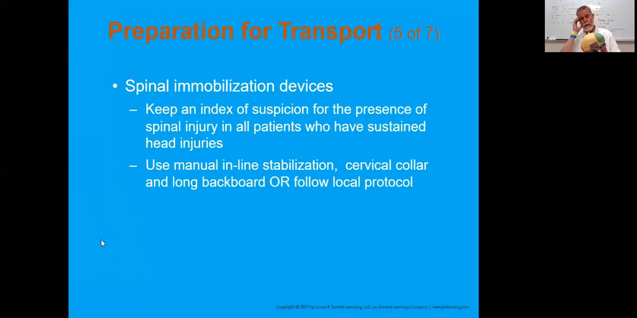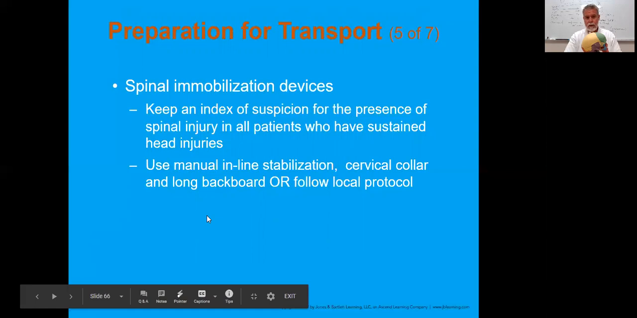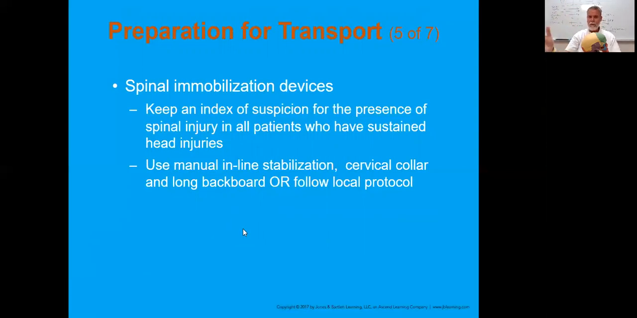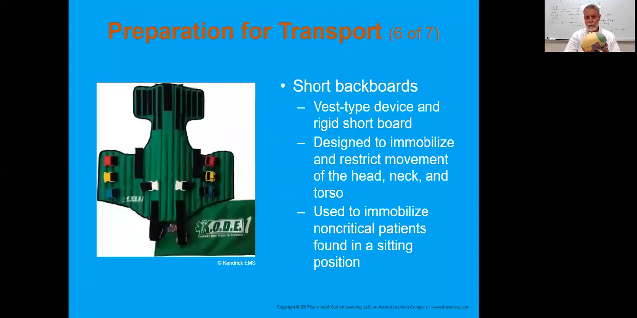Anyone that has a head injury, we think there could be the spine affected as well, right? We saw it. It's all connected. So this can affect that. Huge part of the chapter. As long as we get those two things down, we're awesome. Manual inline stabilization, the C-collars and the backboards. I like how they say it now, or follow the local protocols, right? Whatever your local protocols are, that's what you're going to, of course, follow.